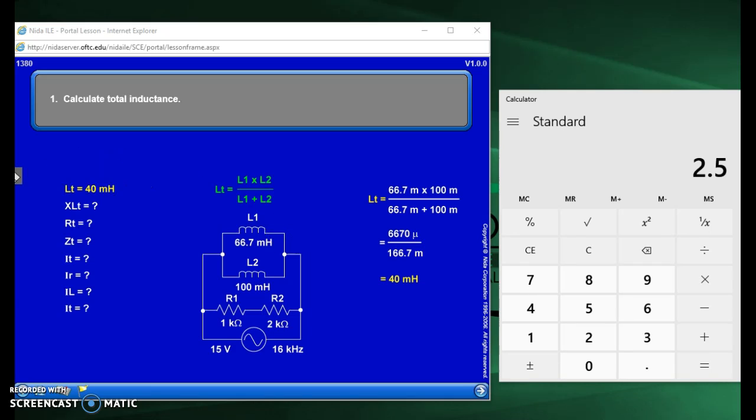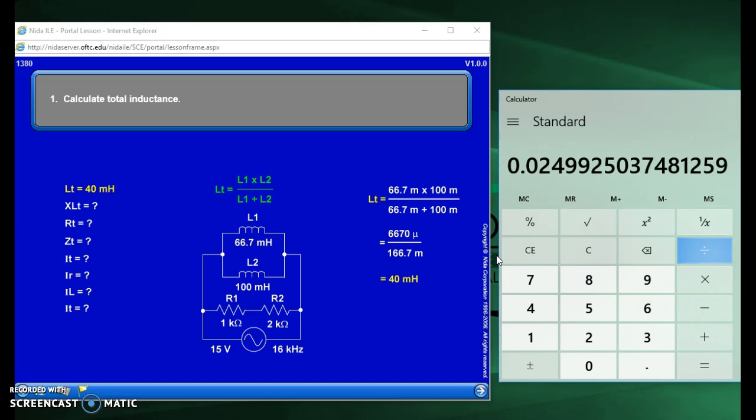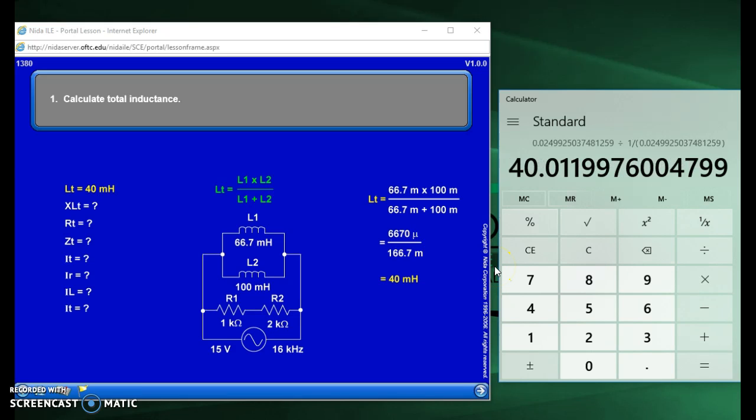We could have done reciprocal. In fact, I'll illustrate that just because, again, I like that one. So our two values are 66.7 and 100. So 100 reciprocal plus 66.7 reciprocal equals reciprocal. And we got 40 millihenries, in fact 40.01, which rounds beautifully down to 40 millihenries. So we arrived at the same answer using the reciprocal rather than the product over the sum. So we got 40 millihenries.